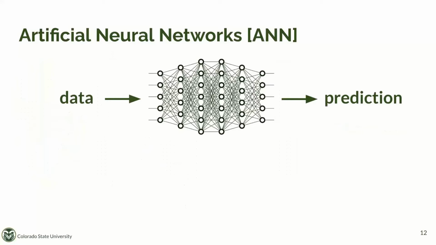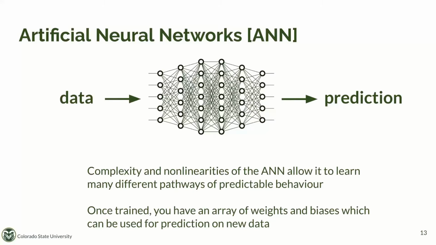As I've said, we have this data. This can be put through a very complex network, and this outputs a prediction where we've learned these weights and biases that lead to accurate predictions. The complexity and nonlinearities of our ANN allow us to learn many different pathways of predictable behavior. And once this model is trained, we have an array of weights and biases that can be applied to predictions of new data that the network has never seen before.